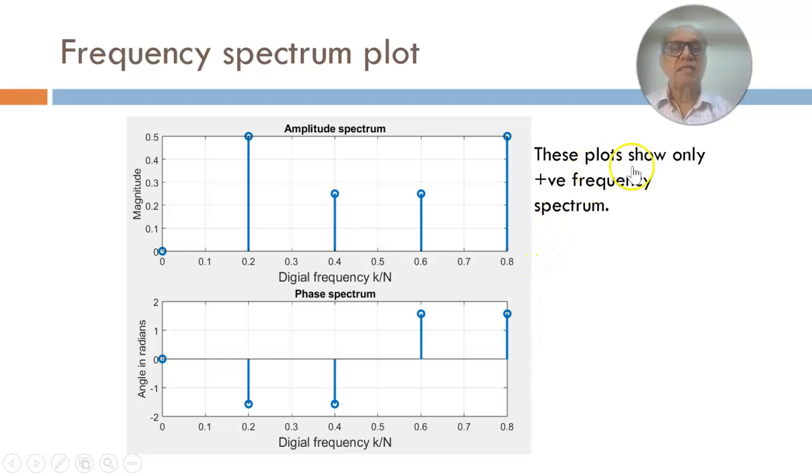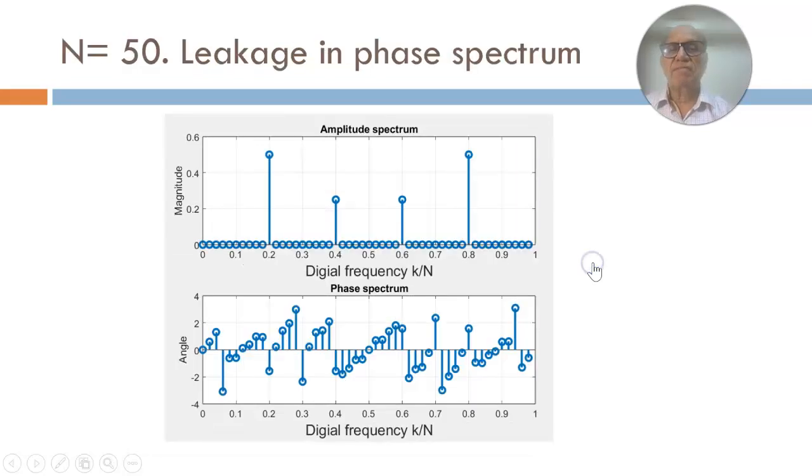So as we said, these plots show only positive frequency spectrum. But understanding that amplitude spectrum is always an even function of frequency, you can manually always extend this to negative frequencies also. In our next session, we will also see how to take care of this, how to modify the program so you can plot both sides of the spectrum. But right now, we are plotting only the positive side of the spectrum. Okay. So this was plotted for n equal to 5.